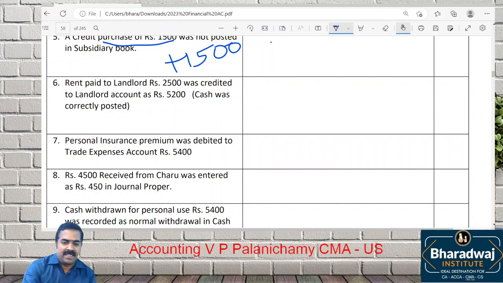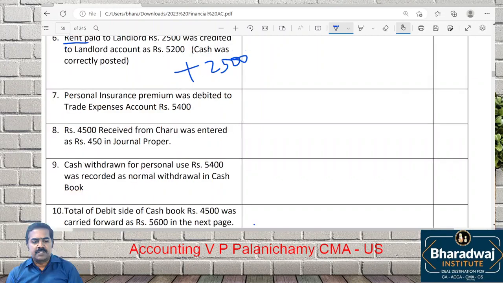Then rent paid not recorded in rent account. Rent is a nominal account. Rent paid is not recorded in which account? Rent account. It is taken to landlord account. Okay, now when rent is not recorded, profit will increase by 2,500. Because of the error, profit will increase by 2,500.